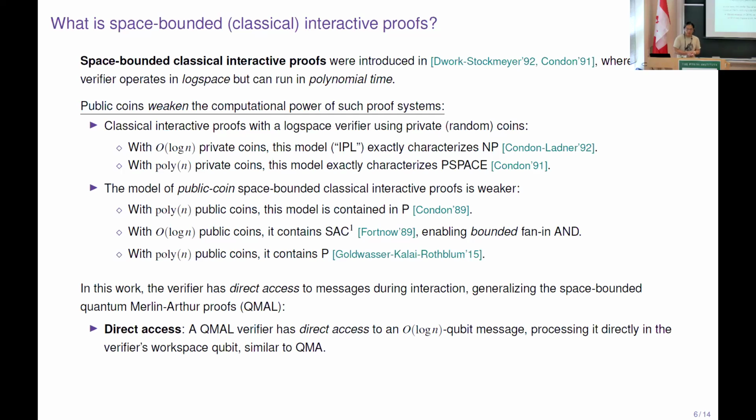Particularly, here we refer to something like direct access, meaning that whatever the prover sends to the verifier can be processed directly in its workspace qubits. This kind of model was previously considered in the setting where we only have one message. It's called QMAL, a quantum space-bounded analog of MA. It turns out this model is fairly weak. The message was not really helpful, and the proof system is just as powerful as PQL.